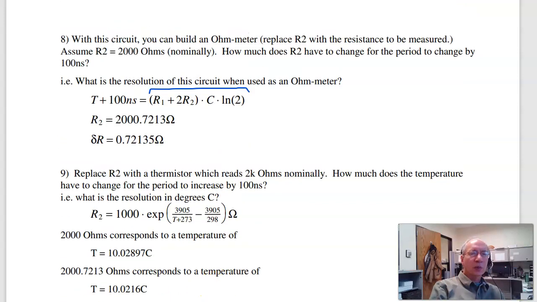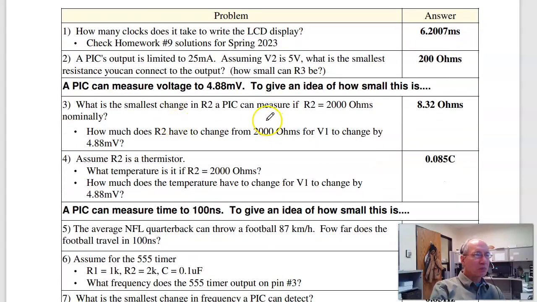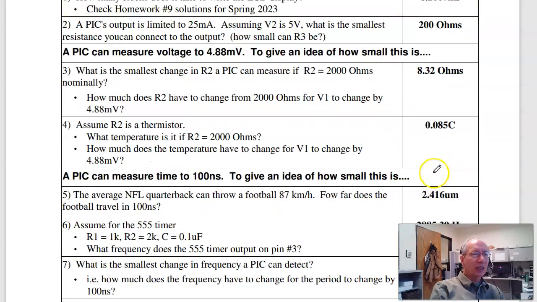So that's homework set number 1. Just kind of a little bit of background. The processor we're using in this class isn't the world's most powerful processor, but it's still pretty darn impressive. With it, I can measure temperature, resistance within 8 ohms, 0.08 degrees Celsius, using the analog input.